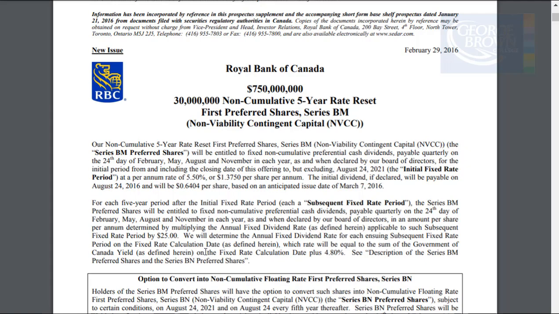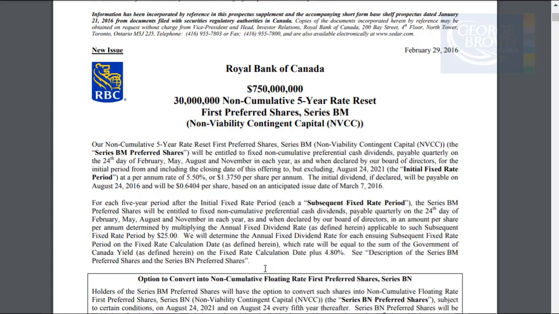But what it's saying here is, we will determine the annual fixed dividend rate for each ensuing subsequent fixed rate period on the fixed rate calculation date, and that rate will be equal to the sum of the Government of Canada yield. So that was something that we looked at in terms of fixed income securities, sovereign bonds, and the yield curve. So again, this is an application of it.